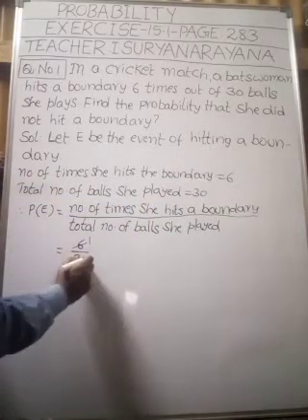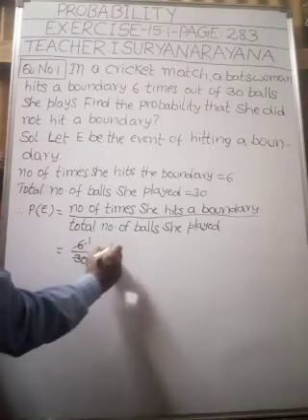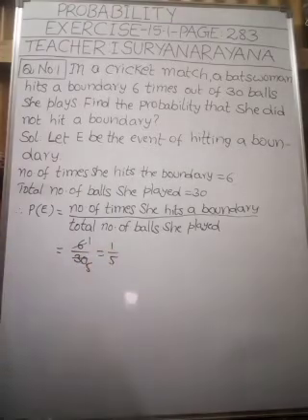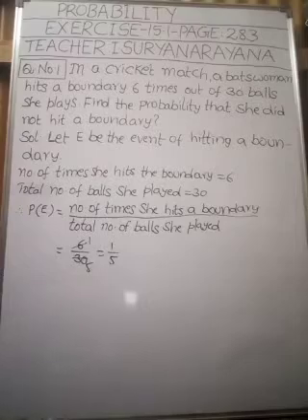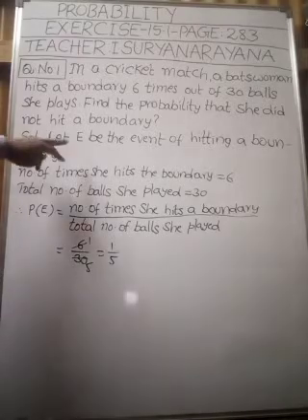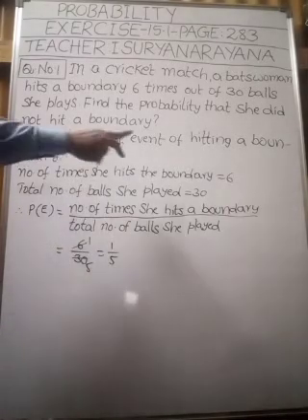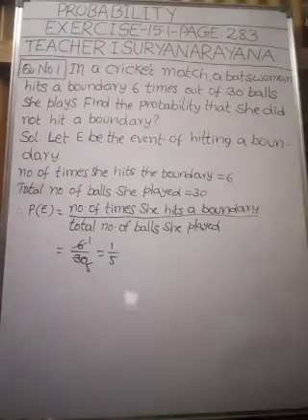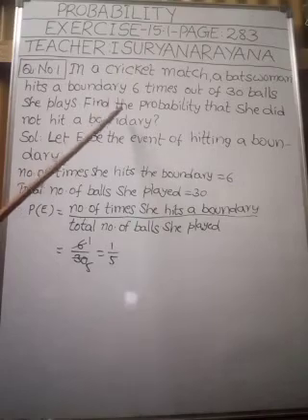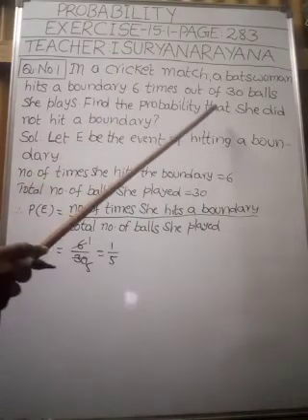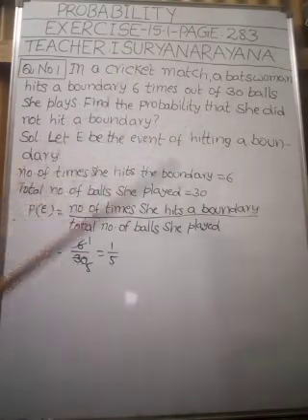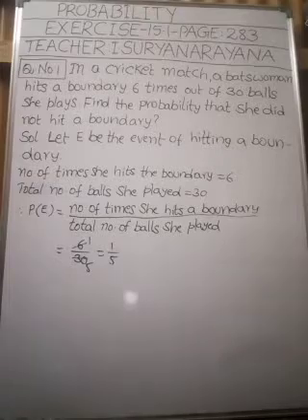Right. 6 1 times, 6 5 times. That is equal to 1 by 5. This is probability of E. Means the probability of event of hitting a boundary. Okay, but children. But in the question, what is asked here? The probability that she did not hit a boundary. Okay, my children. Right.